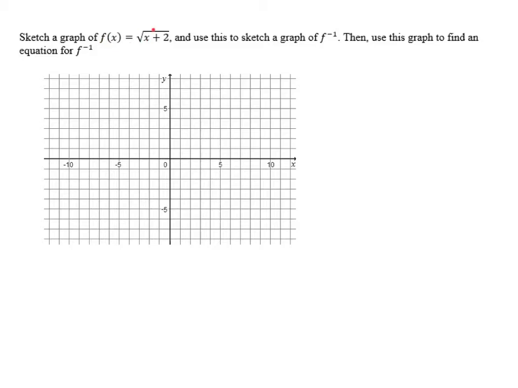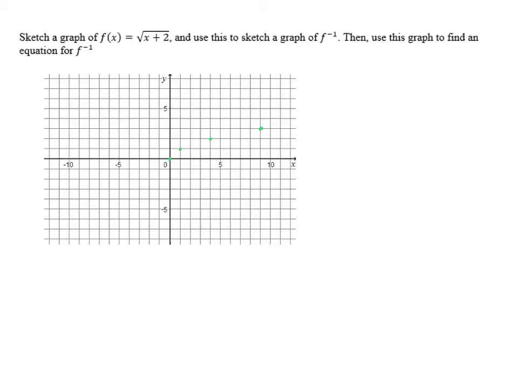We know that f of x equals the square root of x plus 2 is just a transformation of the graph of f of x equals the square root of x, but shifted to the left 2 units. So we start off with y equals the square root of x, which we've graphed many times. I'm just going to put in those most important points.